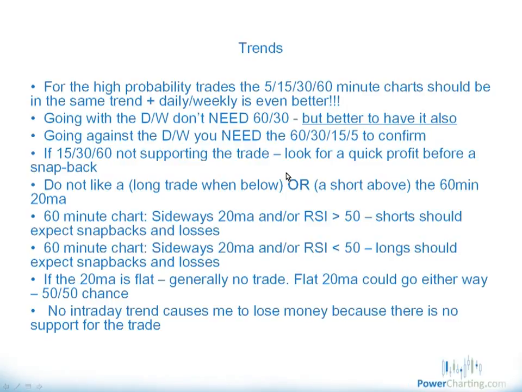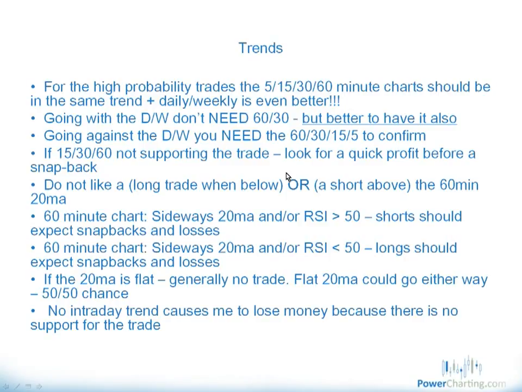The key is if the daily or the weekly is in a downtrend, but I happen to have a short-term uptrend on the 60-minute chart, and the 30s and the 5s and the 15s agree, then I will look at longs. But I need to have the 60 and the 30 in place, as we talk about here each day. Particularly the 60. That's critical, especially if going against the daily and the weekly.